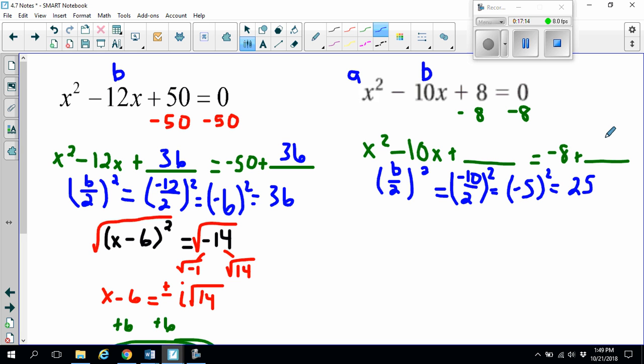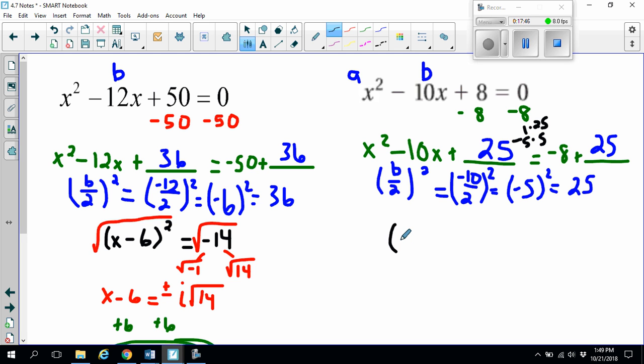So I'm going to add 25 to both sides. And so when I do that, on my left-hand side, I'm able to factor because it's a perfect square trinomial. So now what we need to think of is all the numbers that multiply to 25 and add up to a negative 10. So we have 1 and 25, but I don't think that's going to work. And then we have 5 and 5. I think that's going to work the best.